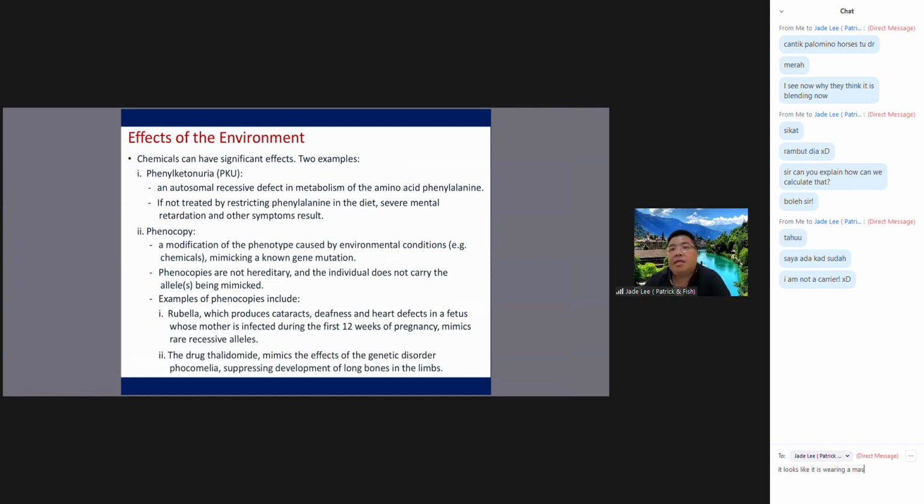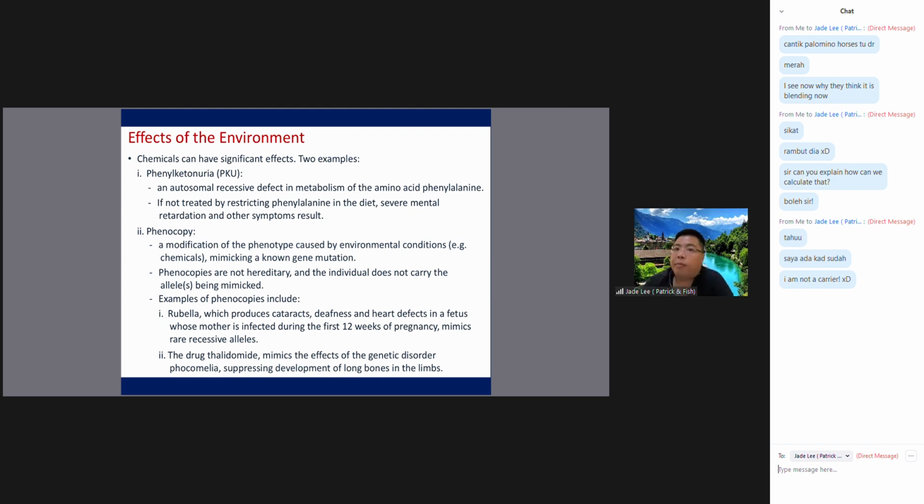So chemicals can also have significant effects. Contohnya phenylketonuria (PKU), which is an autosomal recessive defect in the metabolism of the amino acid phenylalanine. If not treated by restricting phenylalanine in the diet, severe mental retardation or other symptoms will result.